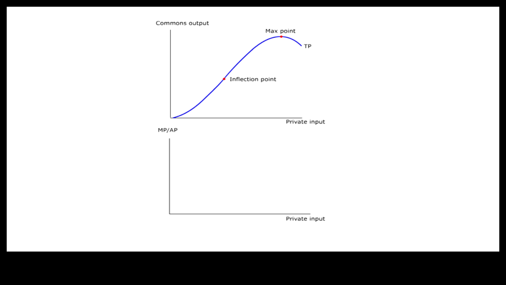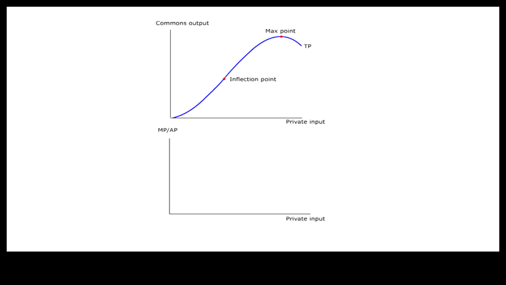Such a characteristic is illustrated by a production function that enjoys increasing returns initially when additional private input is added, namely, output increases at an increasing rate up to the inflection point. Then output suffers diminishing returns, namely with output increasing at a decreasing rate after the inflection point. Finally, output maxes out and starts to decline.